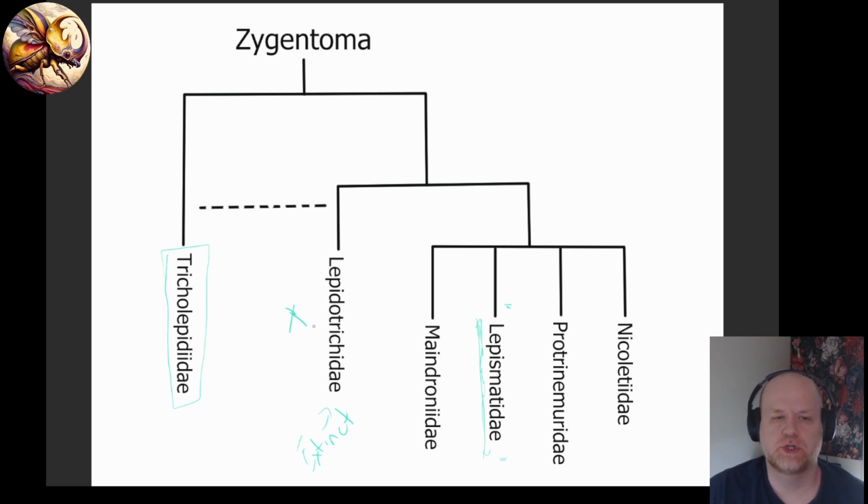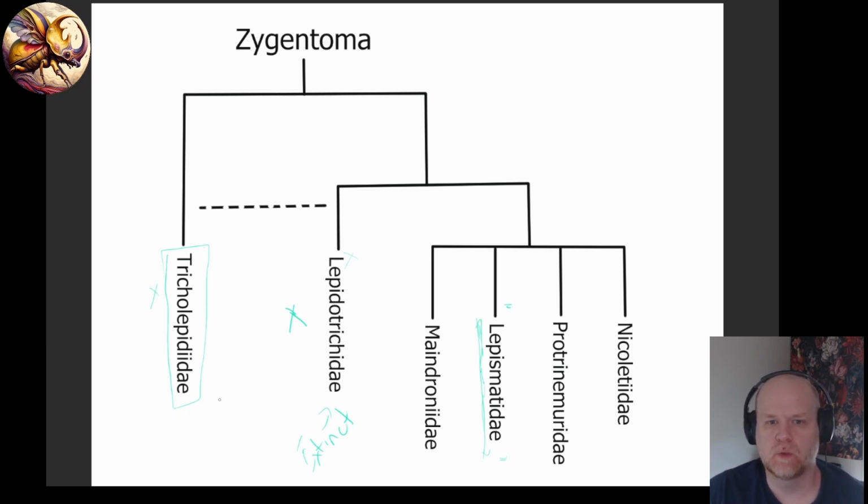So if this is true, then this whole family is extinct. It's no longer around, and Tricholepidion is the proper extant family of Zygentoma. It is the only genus. Tricholepidion is the only genus within this family.